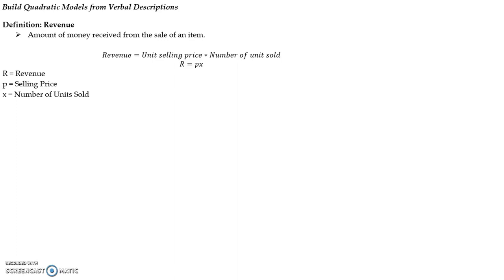So we're going to let R represent revenue in these problems. The letter P is going to represent our selling price. And we're going to let X represent the number of items that we're going to sell. So if we want to calculate revenue, we're going to be multiplying our price times the number of units that we sell.